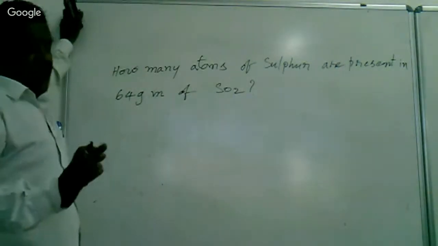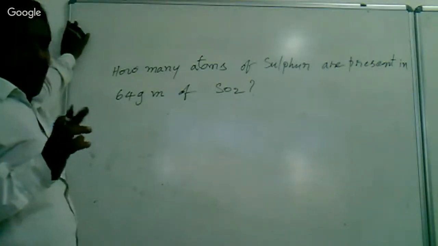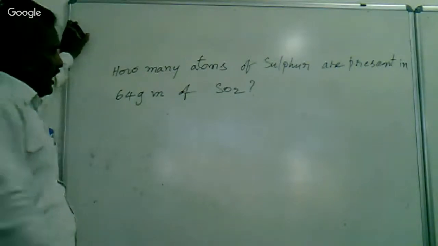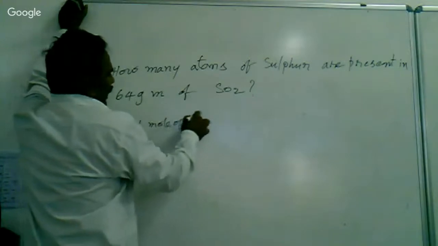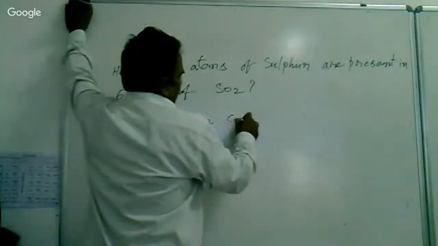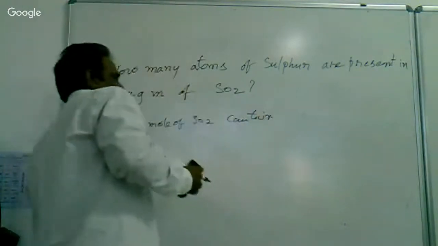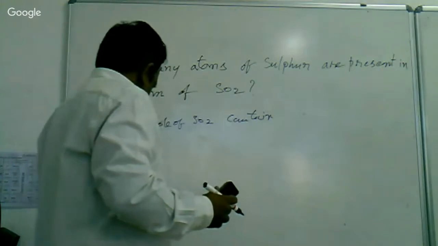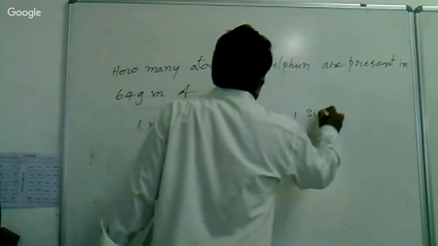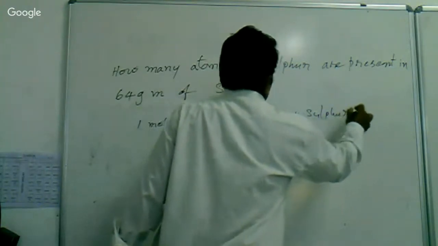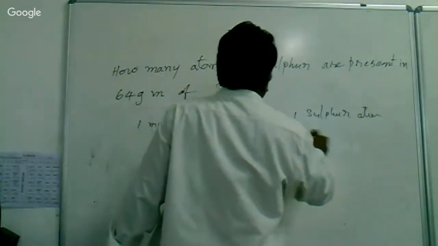I already explained to you the term atomicity. Atomicity is nothing but the number of atoms present in a molecule. Here in SO2, one molecule of SO2 contains one sulfur atom and two oxygen atoms.